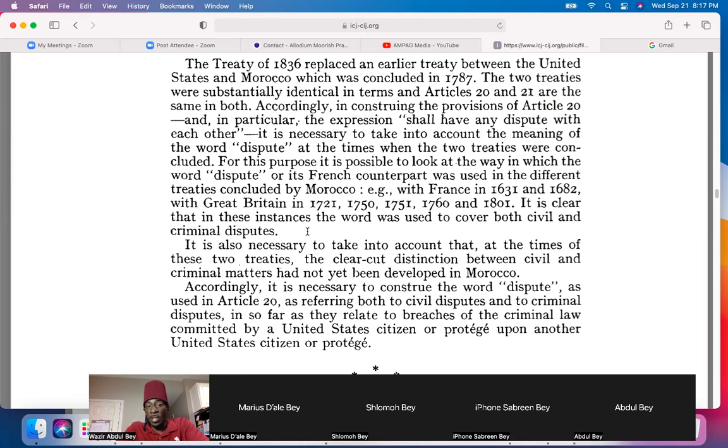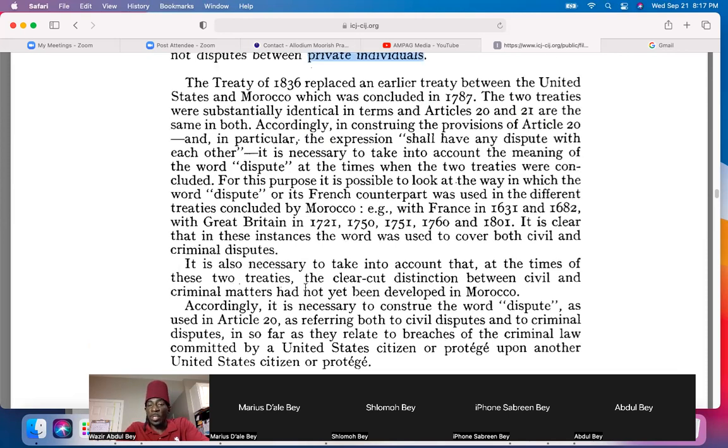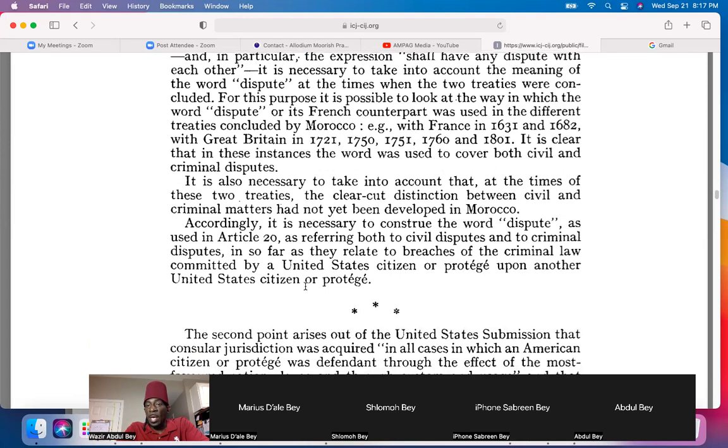It is clear that in these instances, the word was used to cover both civil and criminal disputes. It is also necessary to take into account that at the times of these two treaties, the clear-cut distinction between civil and criminal matters had not yet been developed in Morocco. Accordingly, it is necessary to construe the word dispute as used in Article 20 as referring both to civil disputes and to criminal disputes, insofar as they relate to breaches of the criminal law committed by a United States citizen or proteges.